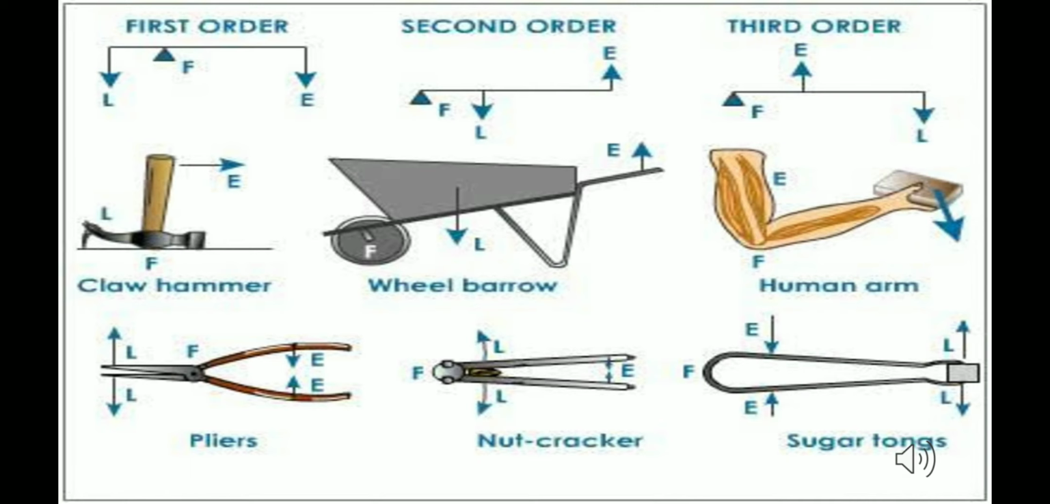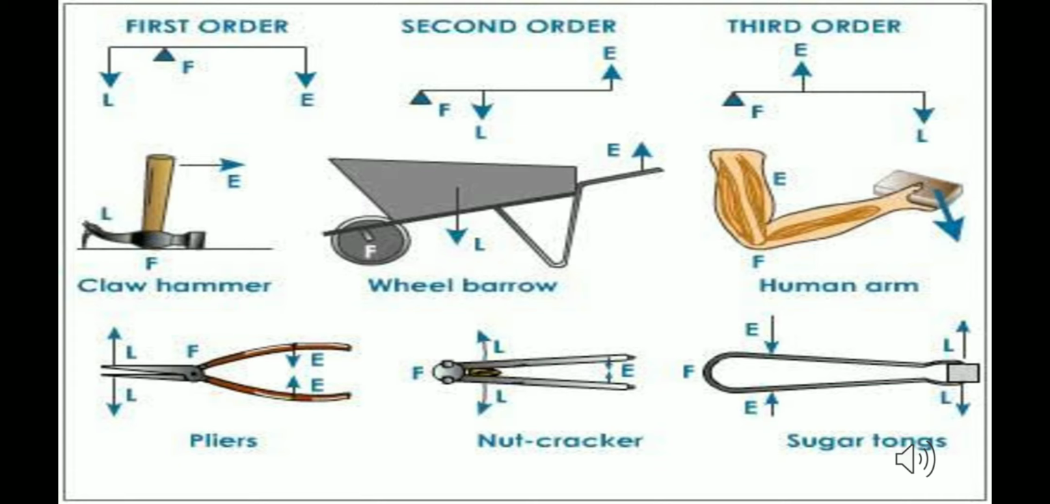Now, in this slide, I have taken a few examples of first order, second order, and third order levers. That means first class lever, second class lever, and third class lever. So, first class, where fulcrum is in between, you can see a hammer. That you can see where is the effort, where is the load, and where is the fulcrum. You can see the pliers, where is the fulcrum, where is the load, and where is the effort.